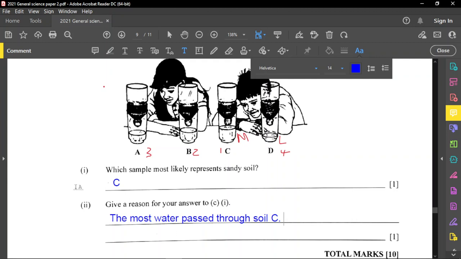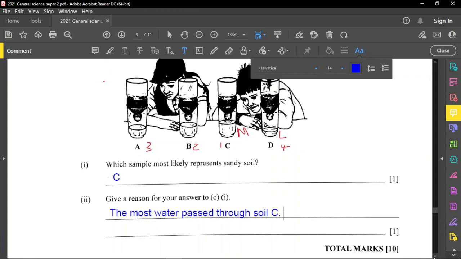All right, because the other soil like clay and topsoil, they will not allow much water to pass through compared to sand. Sand is bigger, larger particles.